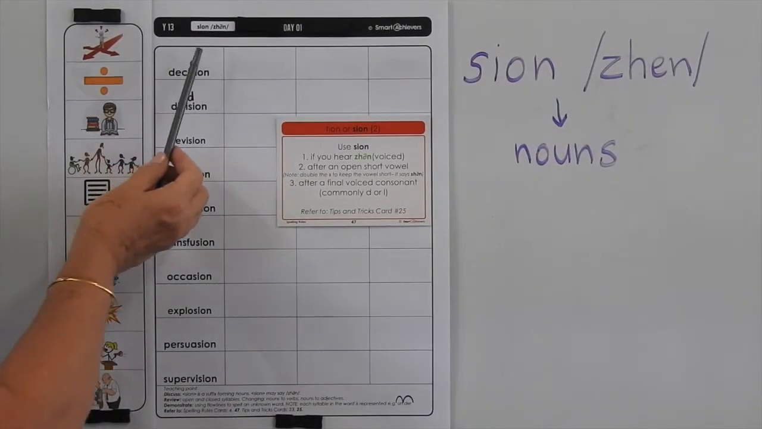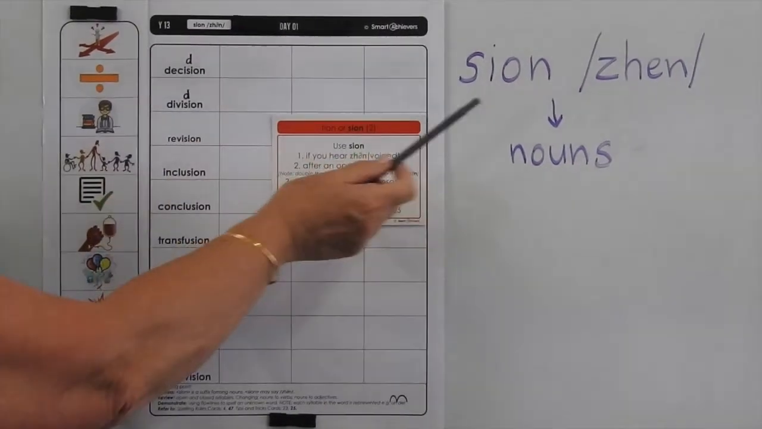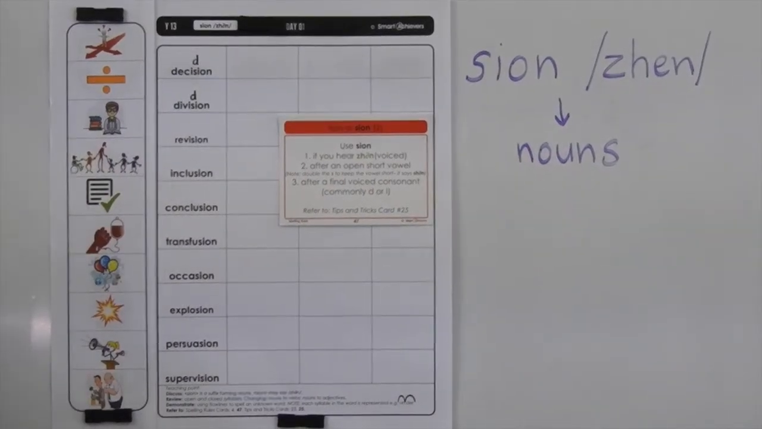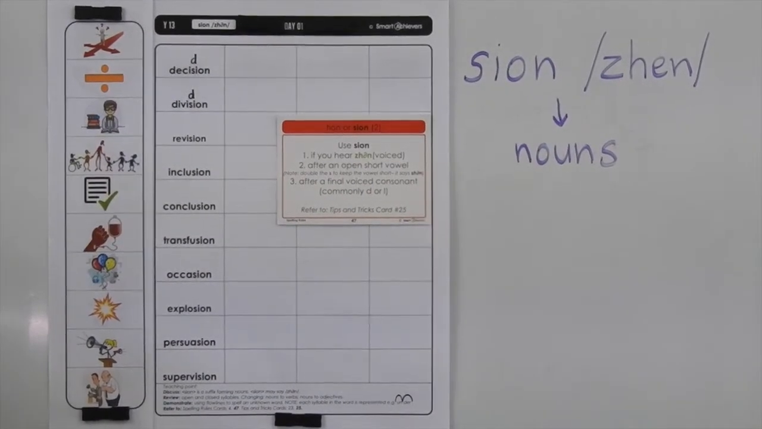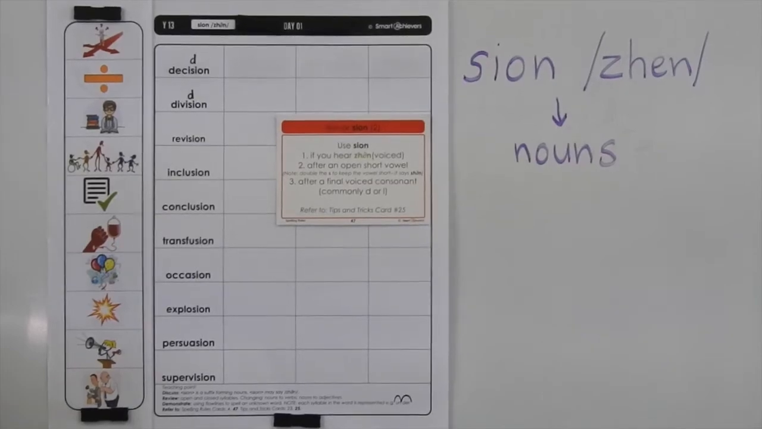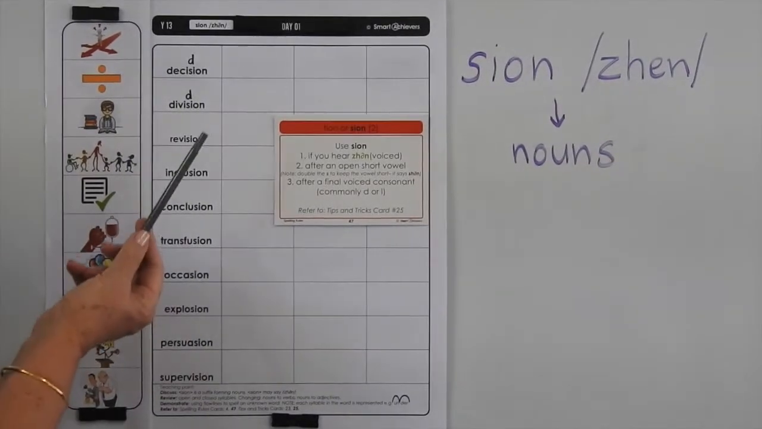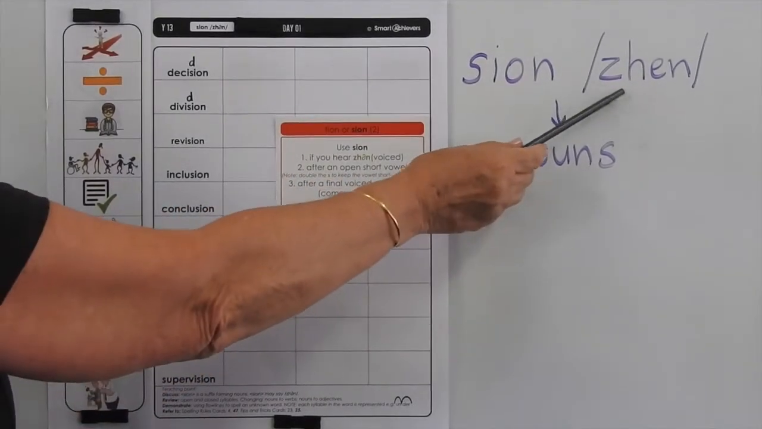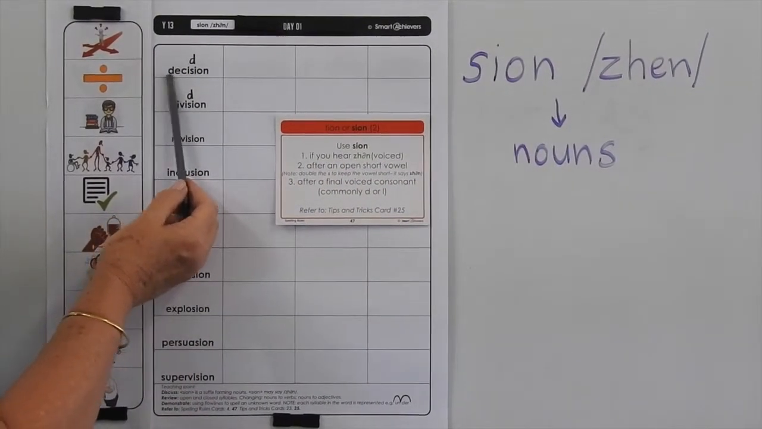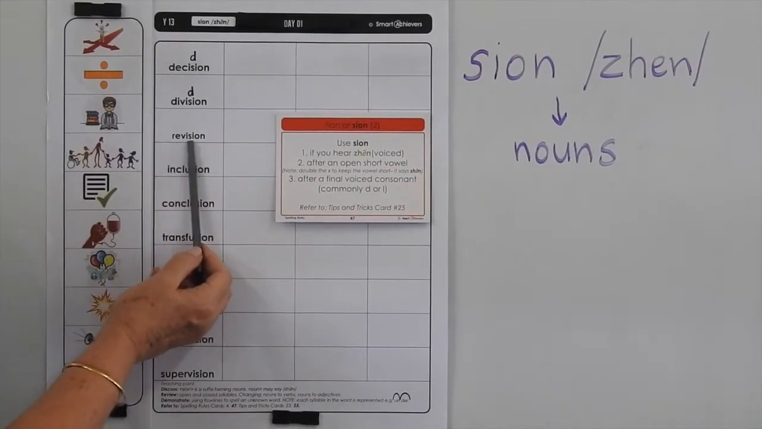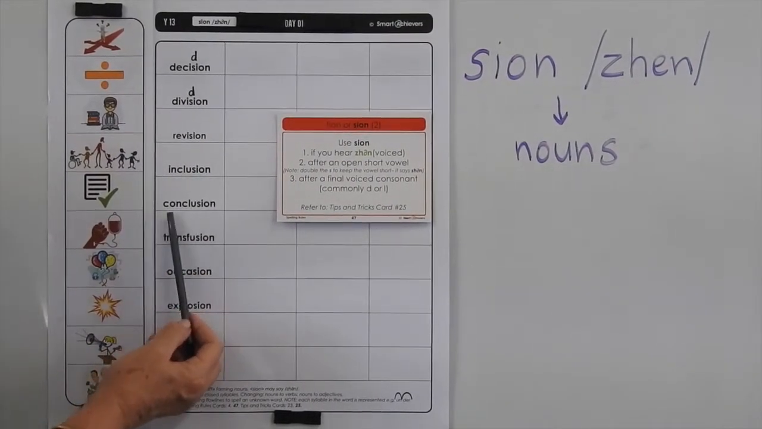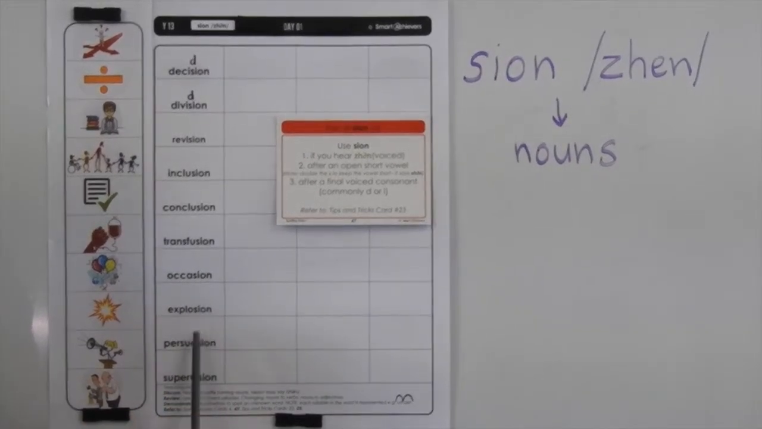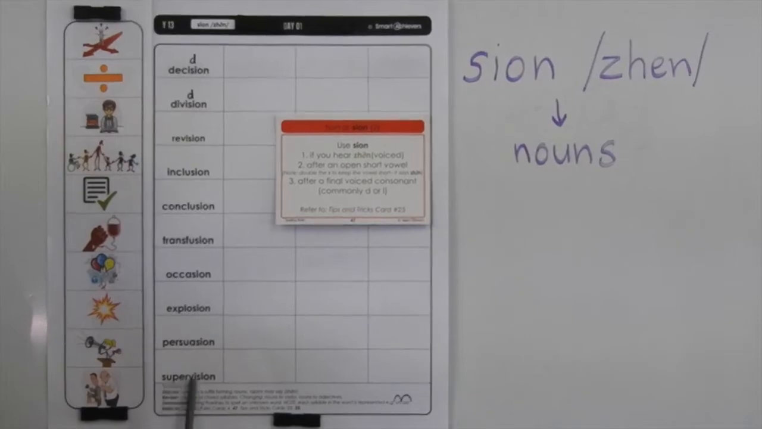So in this list of words, we're using the zhen sound, S-I-O-N. So when you hear shin, you commonly write T-I-O-N, and when you hear zhen, you're going to write S-I-O-N. On some occasions, you will use S-I-O-N for the shin sound, but most of the time it's going to say zhen. So we've got decision, division, revision, inclusion, conclusion, transfusion, occasion, explosion, persuasion, and supervision.